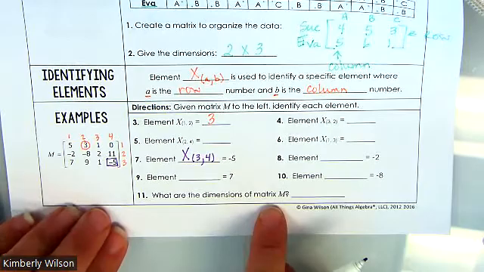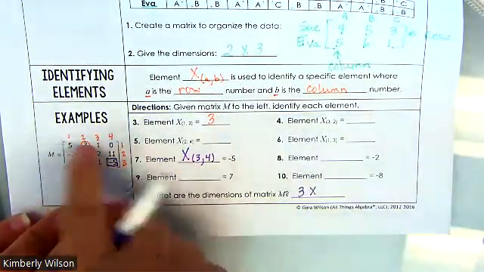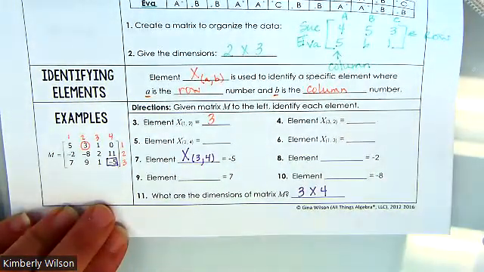What are the dimensions of this matrix? Well, it is 3 rows. So it's 3 by 4 columns. So it's 3 by 4.